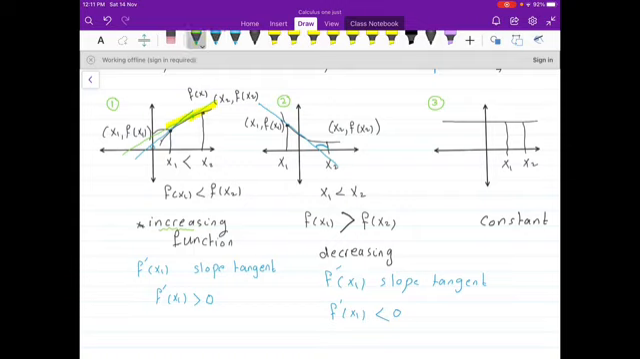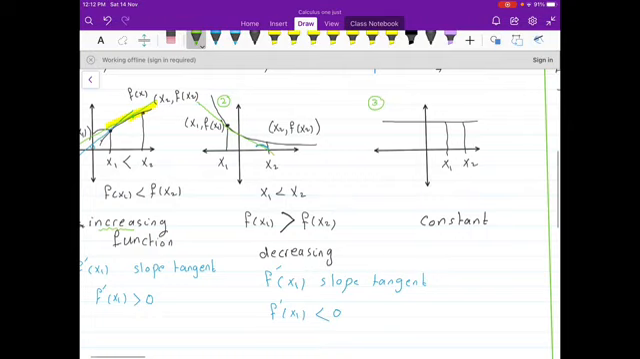Now if you draw any tangent at any point, the slope will be negative. Okay? If you draw this tangent line, we see that the slope is negative.